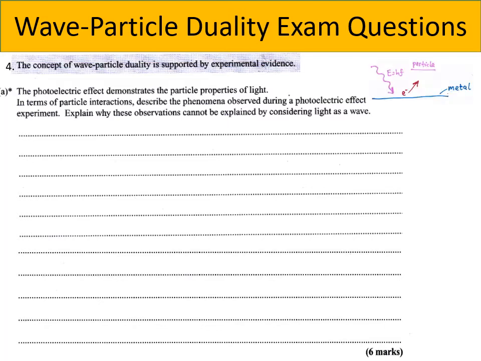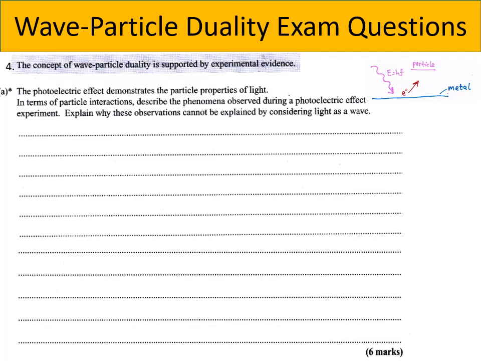A little diagram there just to remind you. We have this incoming photon of light, which has an energy E is equal to hf. It behaves like a particle in this experiment, light does. And if it's got enough energy, and if the frequency of the incoming photon is greater than the threshold frequency, then we get the emission of a photoelectron from the surface of the metal.